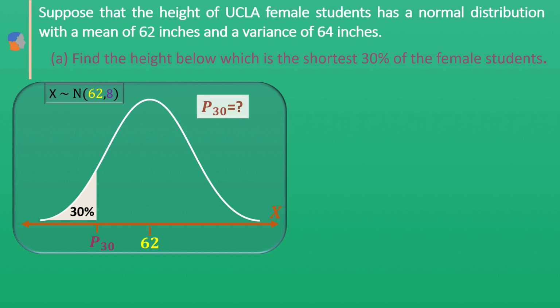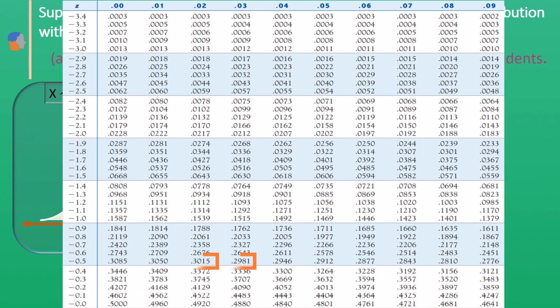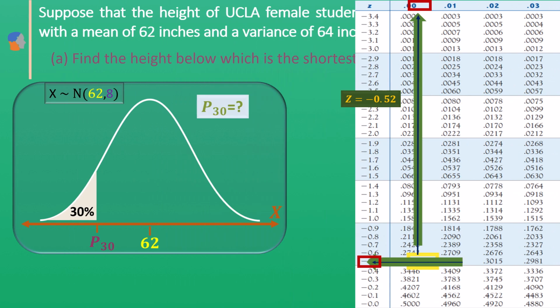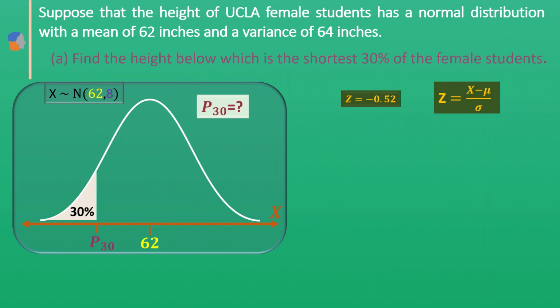Now we go to the Z table and find the 0.3 in the middle of the table. We cannot find the 0.3, but two numbers, one is less than that and the other one is greater than that. So 0.3 must be in between these two numbers. But we need to consider the closest one. What is the closest one? It is 0.3015. Then find the corresponding Z value, that is negative 0.52. So we know the Z value from the table is negative 0.52.